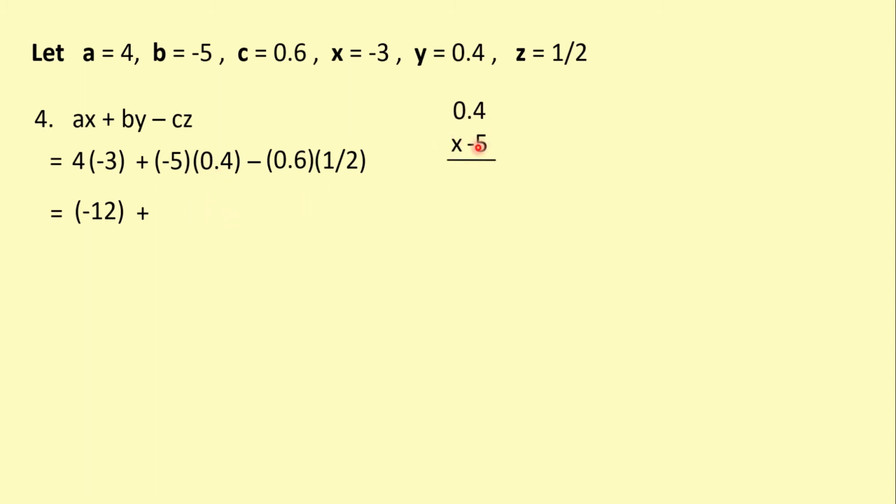5 times 4 is 20. 5 times 0 is 0. Then, add. Magiging negative 2.0 kasi may 0.4 dito. Okay. So, or negative 2. So, negative 5 times 0.4 is negative 2.